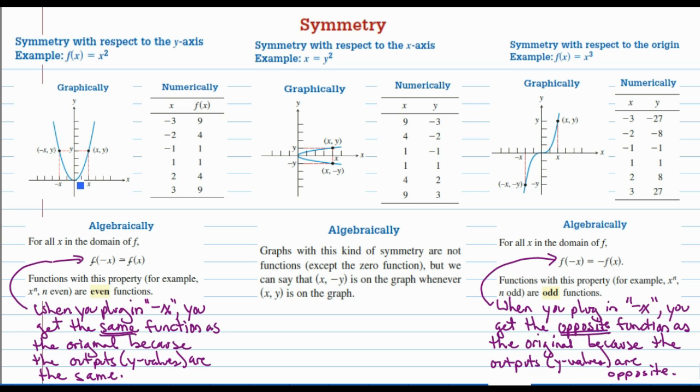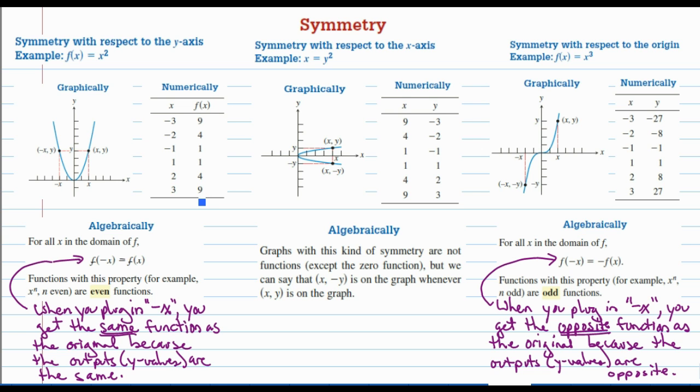Numerically, what that means is if I plug in positive 1 and negative 1, I get the same exact y value as an output. As you can see in our numerical chart here, if I plug in negative 1 and positive 1, I get the same value, negative 2 and positive 2, negative 3 and positive 3.